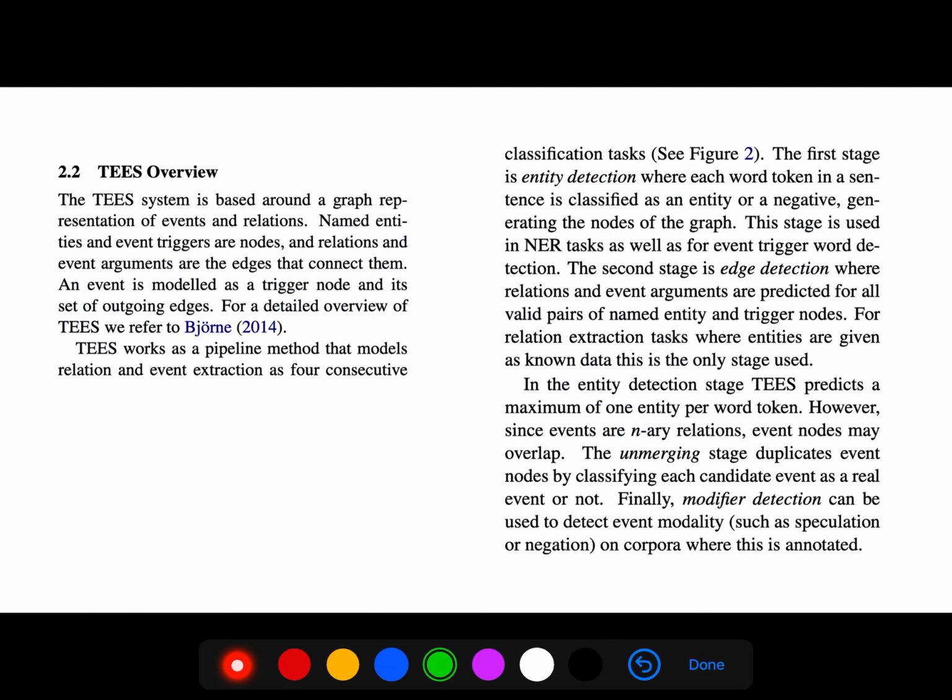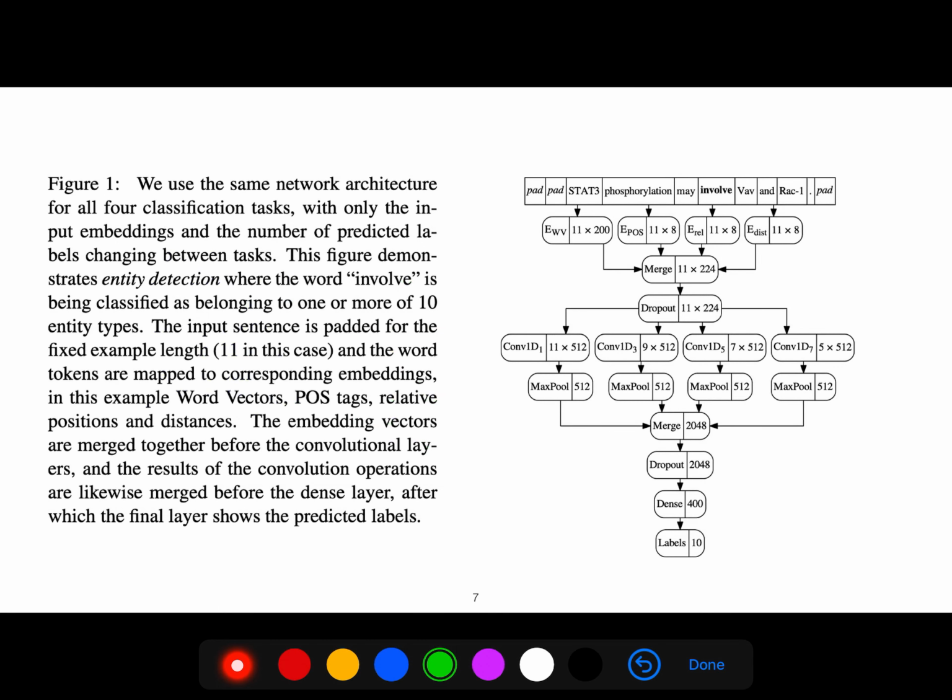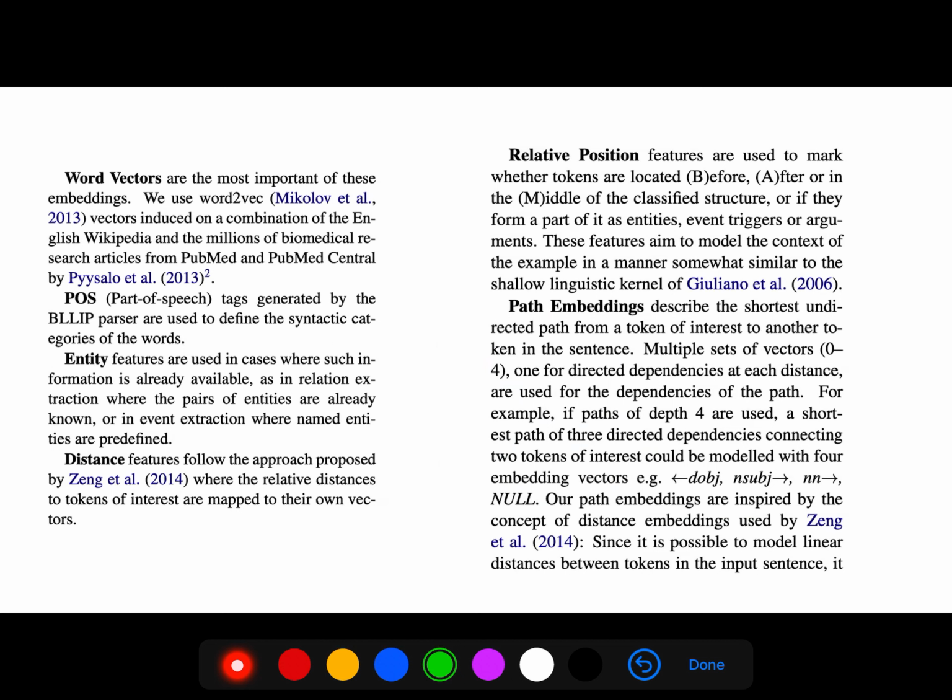So this TEES system that is suggested works as a pipeline method that models relation and event extraction as 4 consecutive classification tasks. The first stage is entity detection, where each word token is classified. The second stage is edge detection. For example, the entity detection stage predicts a maximum of 1 entity per word token. So you see how we use convolutional neural networks for entity detection. And we use part of speech tagging and entities.